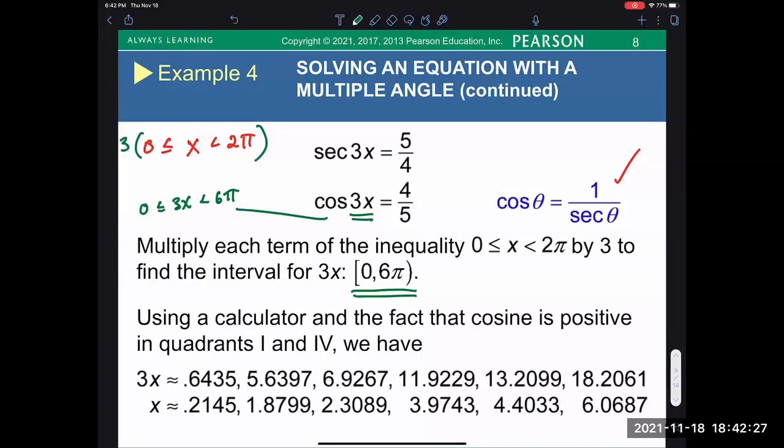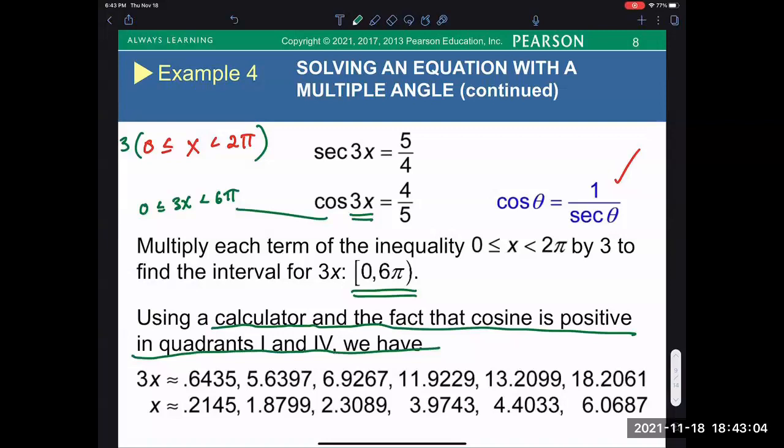Then how do we solve that? Well, now our issue is that 4/5 is not one of our friendly values that we can just guess and check for cosine. So they sum it up. At this point, they said, we've done this before, you did this in 6.2. So what do they say? First of all, you're going to need to use a calculator because it doesn't come out nice, and the fact that cosine is positive in quadrants 1 and 4. And then they say we have these 6 answers for 3x.